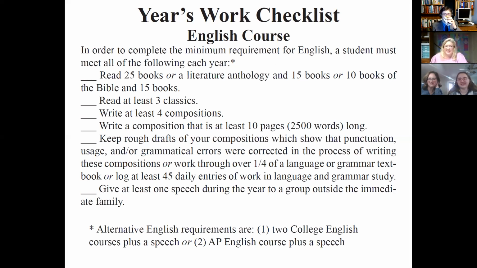I have a question. It says at the top, in order to complete the minimum requirement, a student must meet all of the following each year. So if we do the PHAA requirements, they have to read 25 books, 9th, 10th, 11th, and 12th each year. But on the alternative requirements, it's only 2 English courses or an AP English course. So does that mean, I guess it's less, right? No, that means in 1 year. Okay, all right, got it.